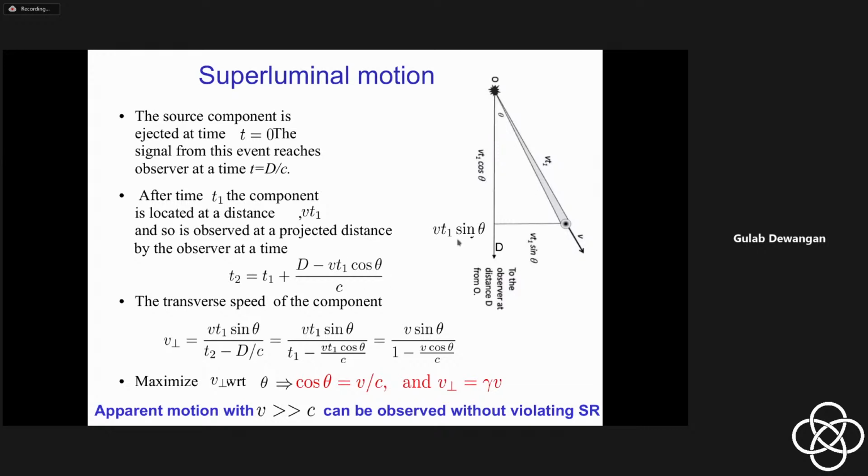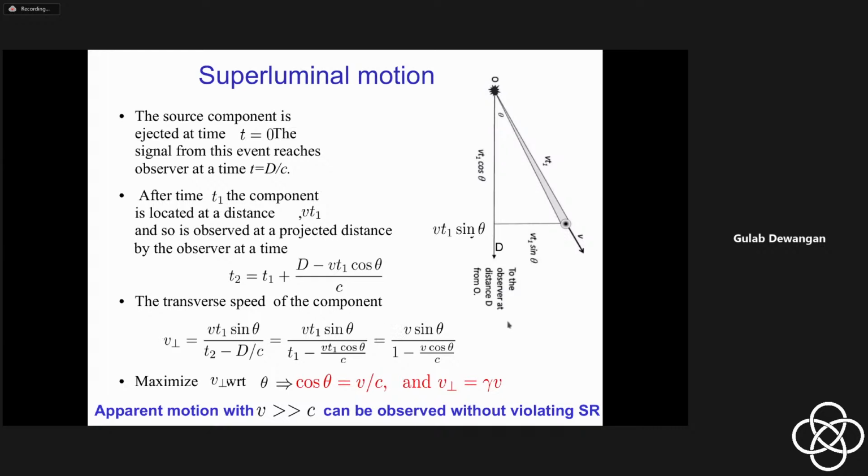The projected separation is v t1 sine theta, and you can calculate at what speed the projected distance is getting enlarged. So the transverse speed of this component you can calculate. This will be v t1 sine theta divided by the time difference: t2, when we observe the blob at the projected distance v t1 sine theta, minus D by c, when this blob actually was ejected. So you can rearrange these things.